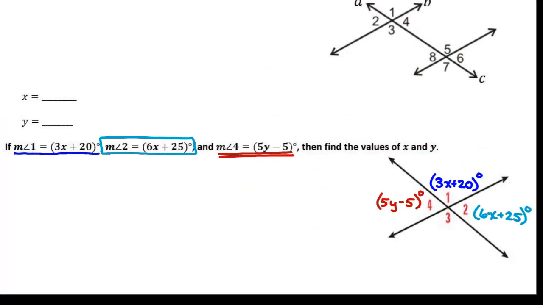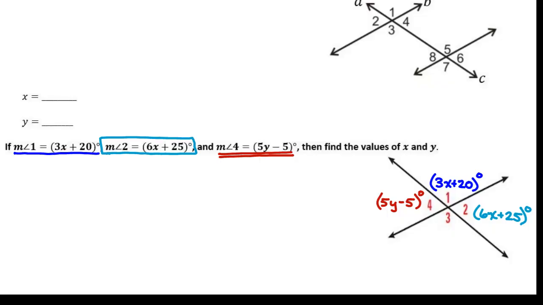How many lines are crossing in the picture? 2 lines crossing, which means there is no transversal. To have a transversal, you need 2 lines that are being cut by a third line. We only have 2 lines crossing here. Because there is no transversal, we can't have alternate interior, alternate exterior, consecutive interior, consecutive exterior, or corresponding angles. But we can still have special angle pairs.